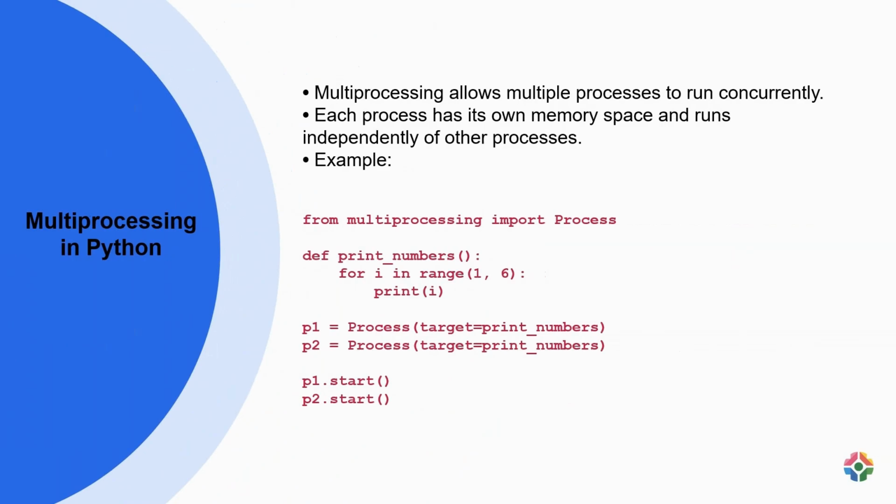Multiprocessing enables concurrent execution of multiple processes independently, with each having its own memory space. This allows for efficient utilization of computing resources. In the given Python example, two processes, P1 and P2, are created using the multiprocessing module, each executing the print numbers function concurrently. As a result, numbers 1 to 5 are printed by both processes concurrently. This aids in leveraging the capabilities of multi-core processors effectively to enhance performance in various applications.